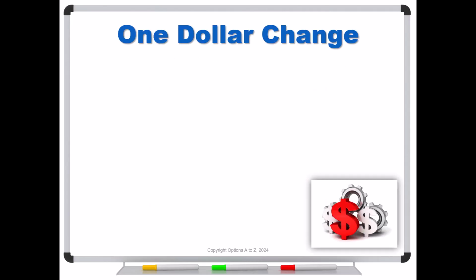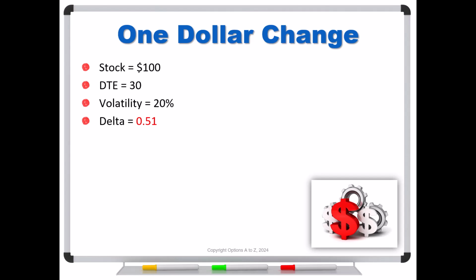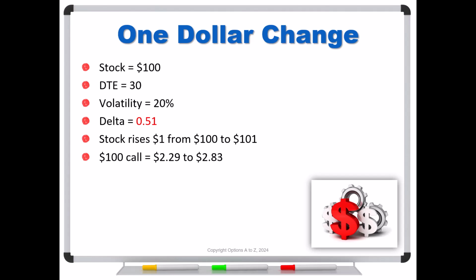For a $1 change, let's say our stock is 100, we have 30 days to expiration, volatility 20%, and our broker's platform says that the delta is 0.51. Now these are from a pricing model. Let's say that the stock rises $1 from $100 to 101. The pricing model shows that the $100 call rises from 2.29 to 2.83.